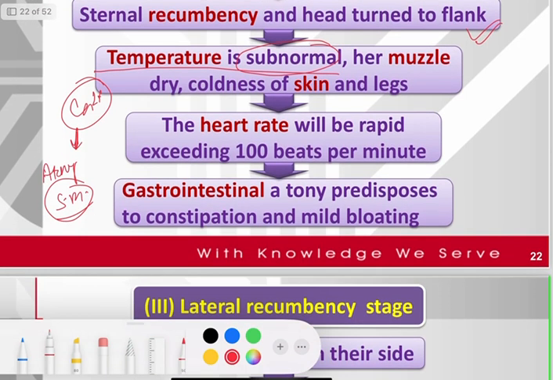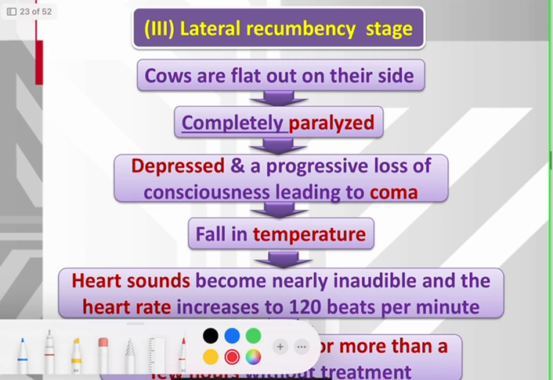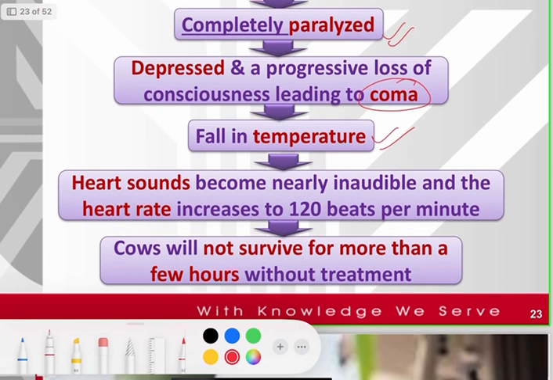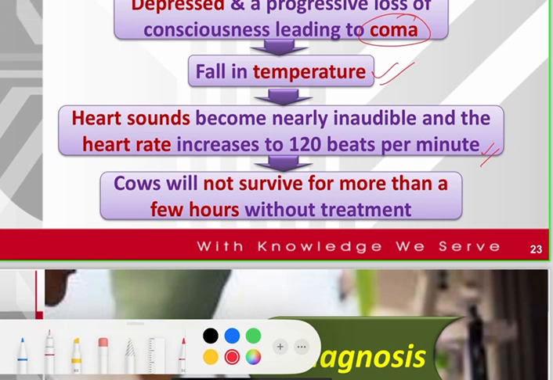We can see gastrointestinal atony, which causes constipation and mild bloating. So in the second stage, we can see that there is mild bloating. Coming on to lateral recumbency, cows are flat out, which means they are on their lateral side, bloat occurs, and we can see a completely paralyzed cow. Depression and progressive loss of consciousness can lead to coma, and the fall in temperature is continuous. Heart sounds become nearly inaudible, and heart rate increases up to 120 beats per minute. Cows will not survive more than a few hours if they are not treated.